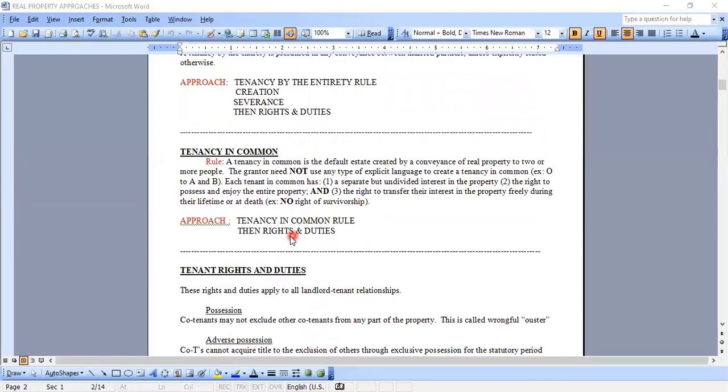Now, in a tenancy in common, each tenant in common has a separate but undivided interest in the property. It belongs to them. Can't divide it. It's an undivided interest: the right to possess and enjoy the entire property. Now, that gets big on MBEs. There's tenant one and tenant two. Tenant one is enjoying the property and tells tenant two they can't. That becomes an issue when it comes over to the tenant's rights and duties here. And there is the right to transfer their interest in the property freely during their lifetime or at death. So a TIC can transfer freely during their lifetime or at death, and there's no right of survivorship.